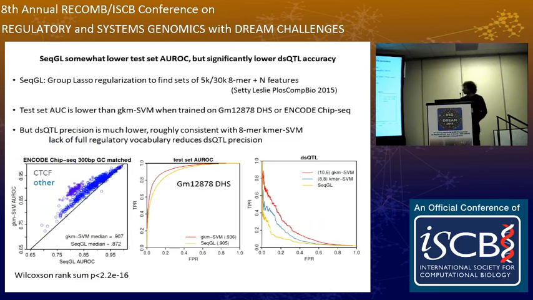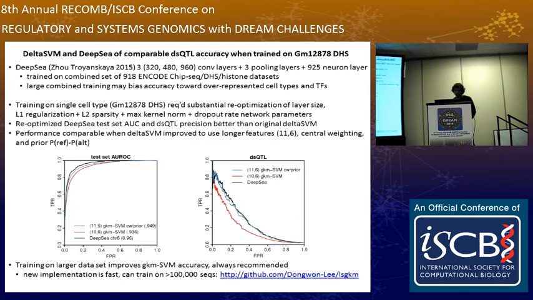We've also compared to the seqGL method, which was recently published. We get a systematically higher AUC on the test set than seqGL, but when trained on DHS, they also get a reasonably good test set AUC. But when scored against the DSQTL set, the accuracy of seqGL is lower, a little bit lower than just using 8-mers in a gapped k-mer SVM.